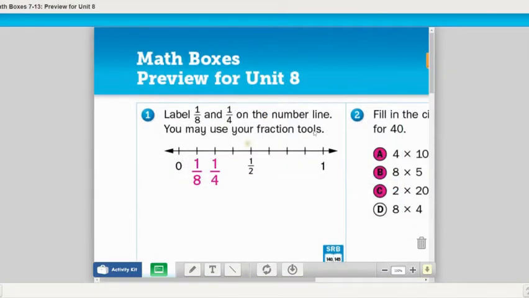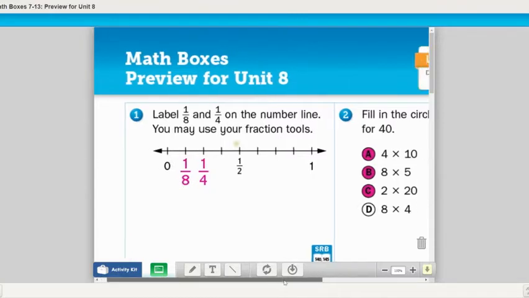Welcome back, third graders. Here are the correct answers for the math boxes. Number 1, 1/8 would be the first line. Then 1/4 would be the second line. So if you were to go from here to here, that's 1/4, 1/2, 3/4, 1. Another thing you might notice about 1/4 and 1/8, 1/8 is half of 1/4. So between 0 and 1/4, if you go halfway, it's 1/8. There is a relationship there.